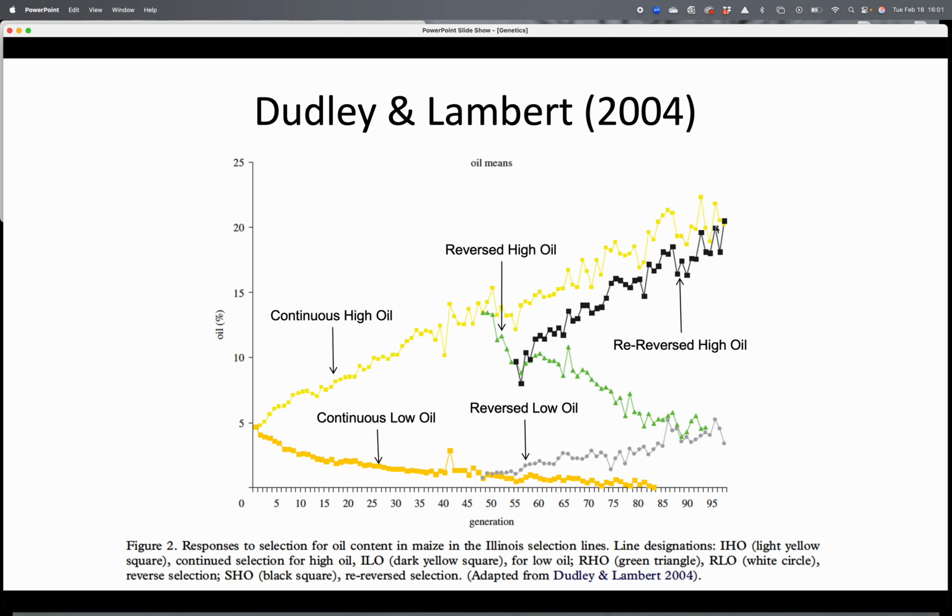So I want you to pause the video for a minute, and I want you to think about that and come up with some ideas as to why this pattern of the speed of evolution is different in these two different lineages, and why those high oil selected lines are beginning to converge with one another. So pause, think about it, write down what your thoughts are, and then start the video when you're done.